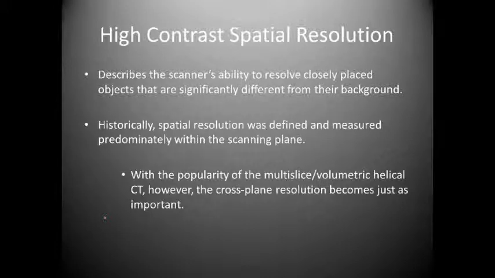So if we first begin by looking at what high contrast spatial resolution is, we see that it describes the scanner's ability to resolve closely placed objects that are significantly different from their background. Historically, spatial resolution was defined and measured predominantly within the scanning plane. However, with the popularity of multi-slice volumetric helical CT, the cross-plane resolution becomes just as important. So basically, high contrast spatial resolution is how you can detect several objects that are vastly different from their surroundings. So we'll notice this bullet point is much different than this area, and so how can you visualize the two?